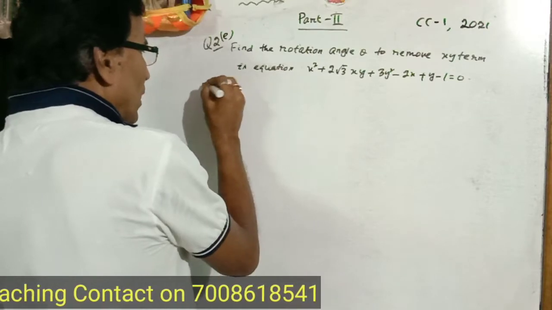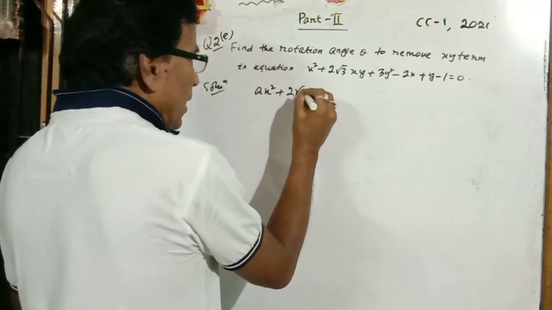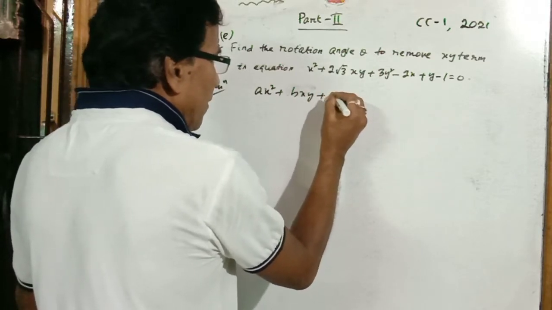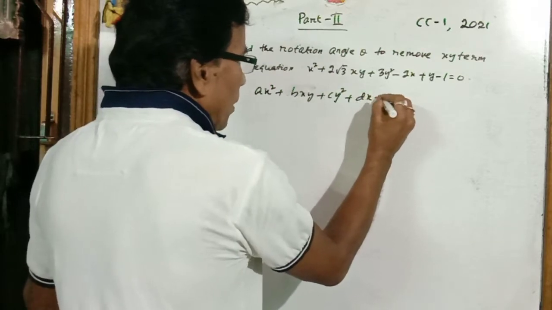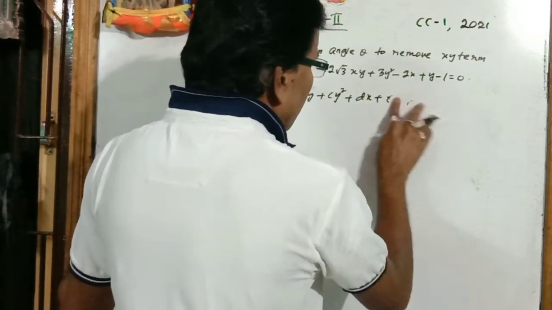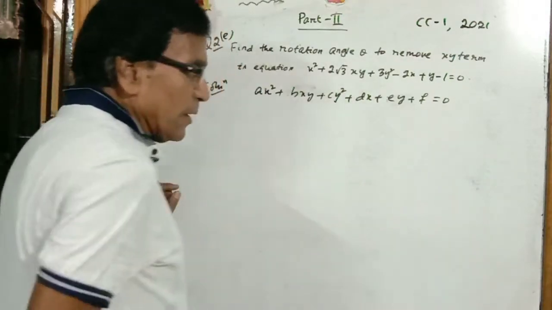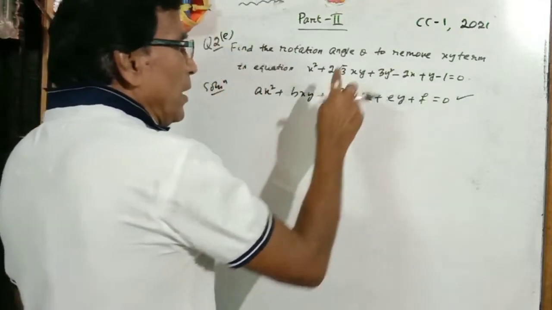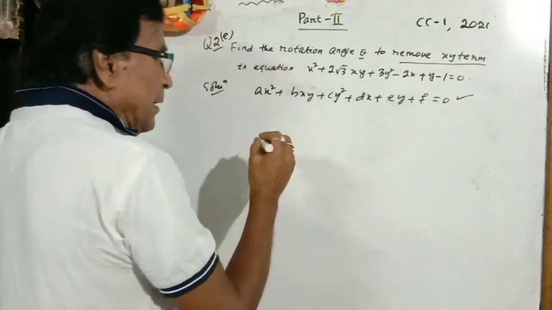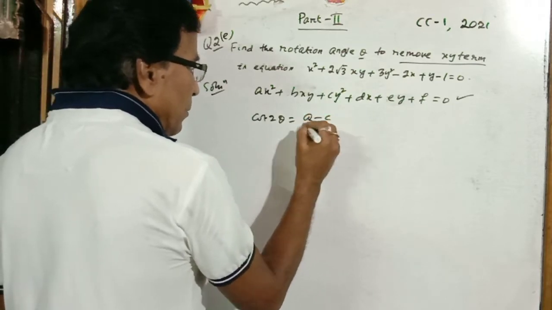Now we know that any general second degree equation of x and y, that is ax square plus bxy plus cy square plus dx plus ey plus f is equal to 0, will not contain the xy term after rotating the axes of coordinates through an angle theta, if cot 2 theta is equal to a minus c divided by b.